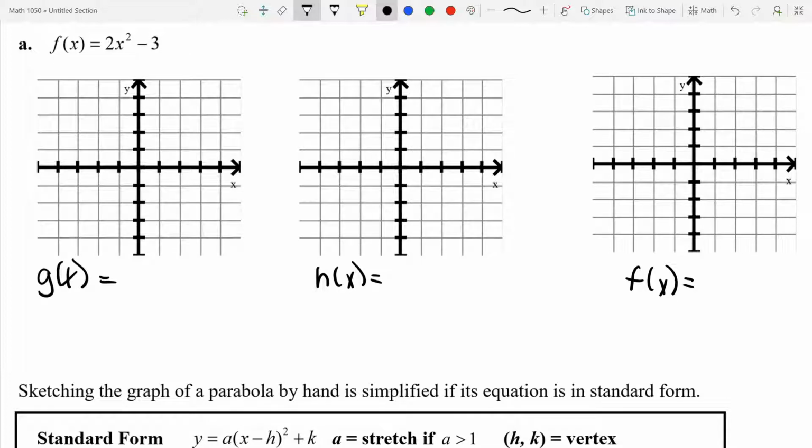Okay, so there's g of x. You always start with the parent graph. So just put x to the second. Why did I write that? Because it's a parent graph. Then you draw the parent graph.